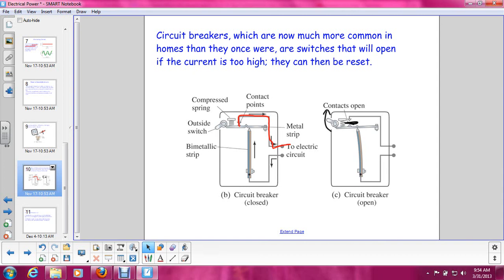These are really easy to fix. If you have too much current running through a circuit in your house and the circuit breaker is tripped, you just flip the switch and it closes again. You probably want to figure out why it was tripped in the first place to avoid future problems, but it's really easy to reset. The nice thing about this too is if you wanted to fix one of your own outlets, you can go to your circuit breaker, flip the switch, and turn off the flow of electricity to that outlet, and that way you don't get zapped.